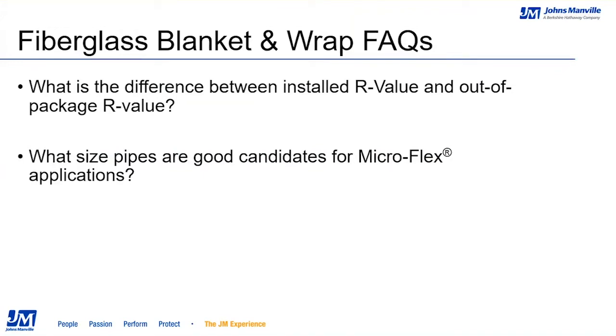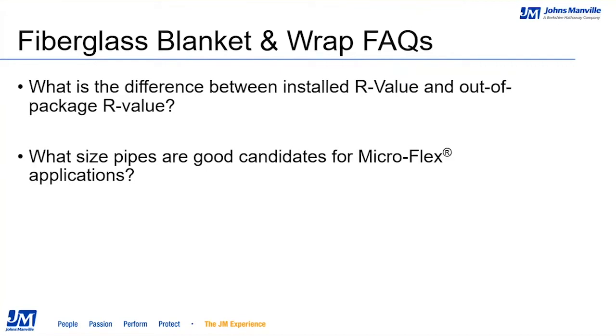During the install, the wrap experiences some compression at the corners of the duct. When defining the installed R value, this compression is taken into account. The installed R value assumes a 25% compression that can occur at the corners of the duct. Therefore, prior to compression, the out-of-package R value will be greater than the installed or compressed R value. The reason we list out-of-package R value is for cases where the product is used for purposes other than wrapping a rectangular or square duct.